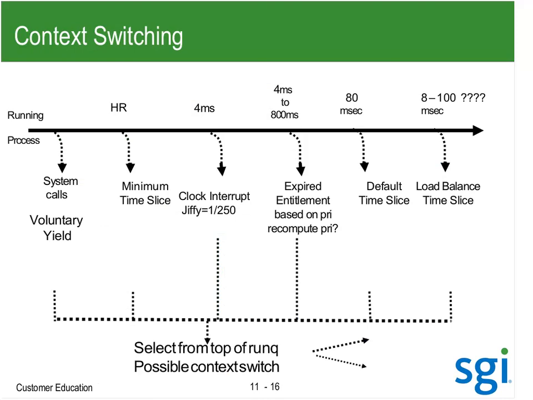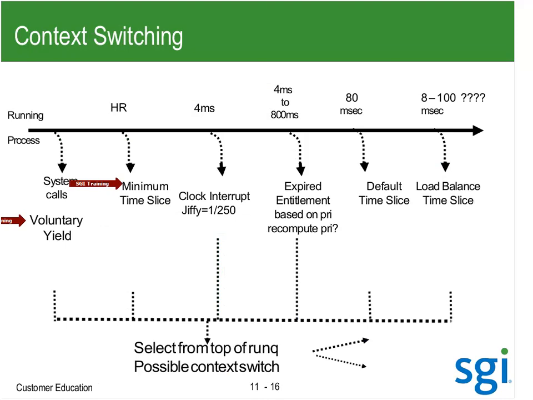So this is just showing context switching. This is a time axis along the cross here. Every time I make a system call, it is an implied voluntary yield. That doesn't mean I actually context switch, but it tells the scheduler, hey, you just asked me to do something, so I may preempt you.